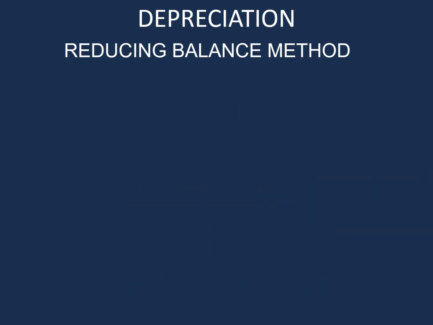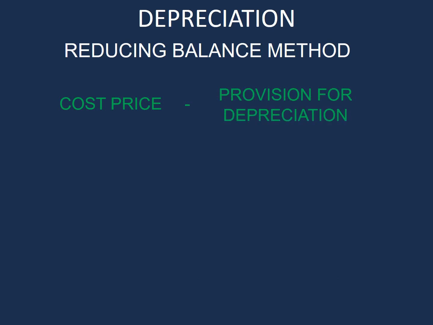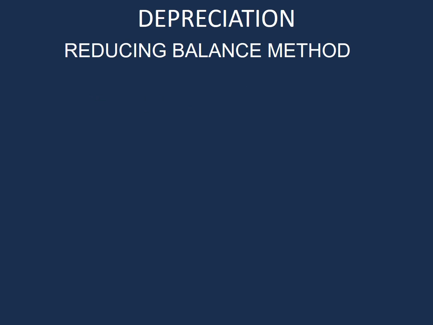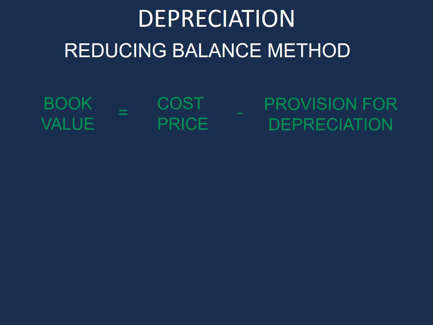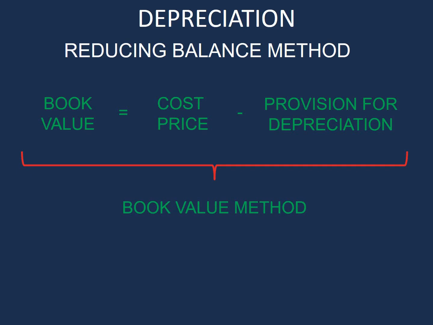Now, how would we calculate depreciation using the reducing balance method? Well, we will take the cost price less the provision for depreciation, then we will get an answer, and we will take that answer multiplied with the percentage. Now, the book value is equal to the cost price less the provision for depreciation. That's why this method of depreciation is also referred to as the book value method.